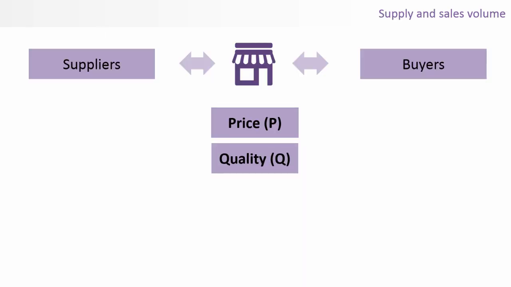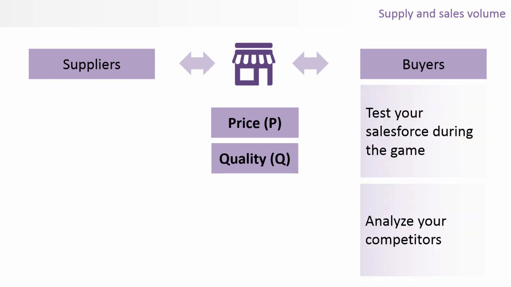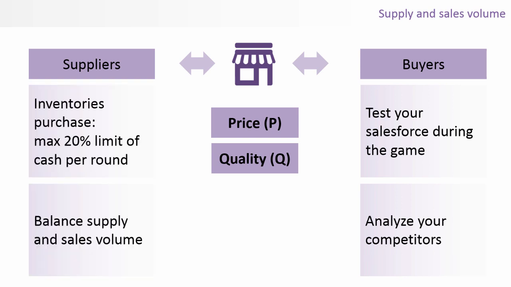How should you plan the purchase and sales volume? There is no correct answer, but there are a lot of helpful indicators you should pay attention to. Of course, you should analyze your competitors and monitor the sales force during the game. When speaking about suppliers, you need to have inventory greater than sales volume, in case there is a very good condition and you have a lot of customers, so as not to run out of the goods. Also, a piece of advice: do not spend more than 20% of your cash on goods purchasing, as you need to have cash to pay for rent, salaries, and so on.